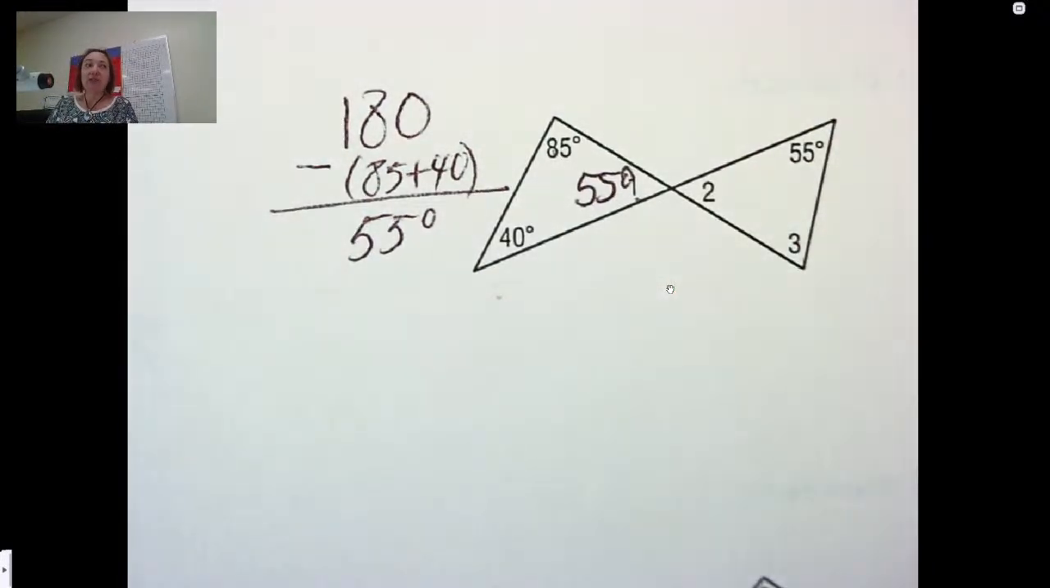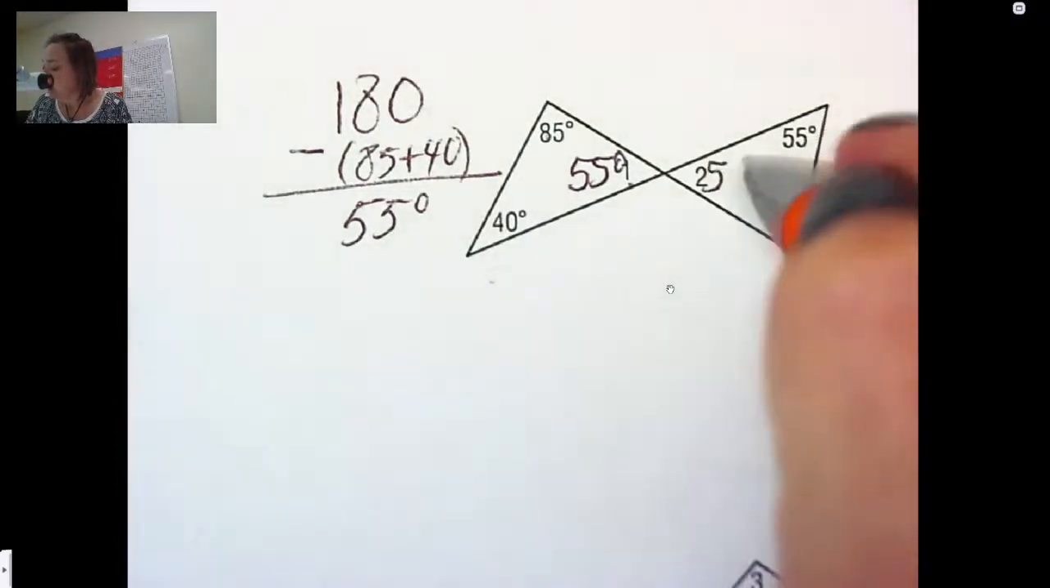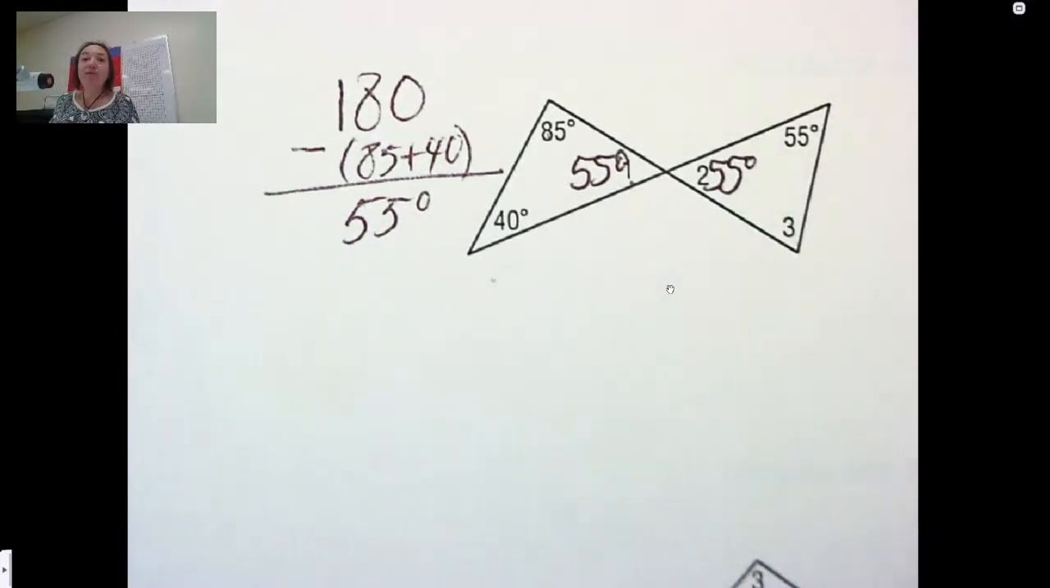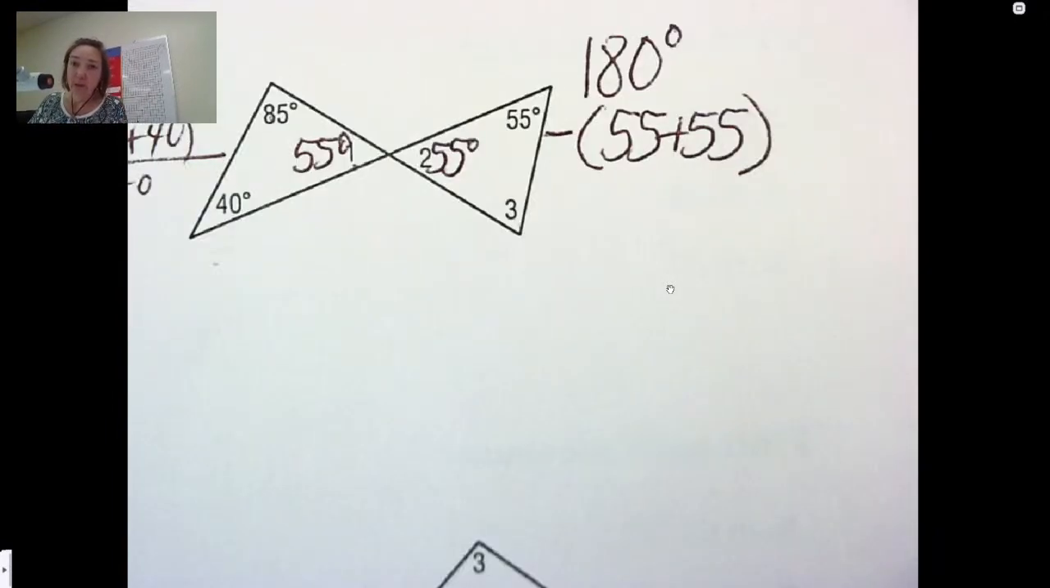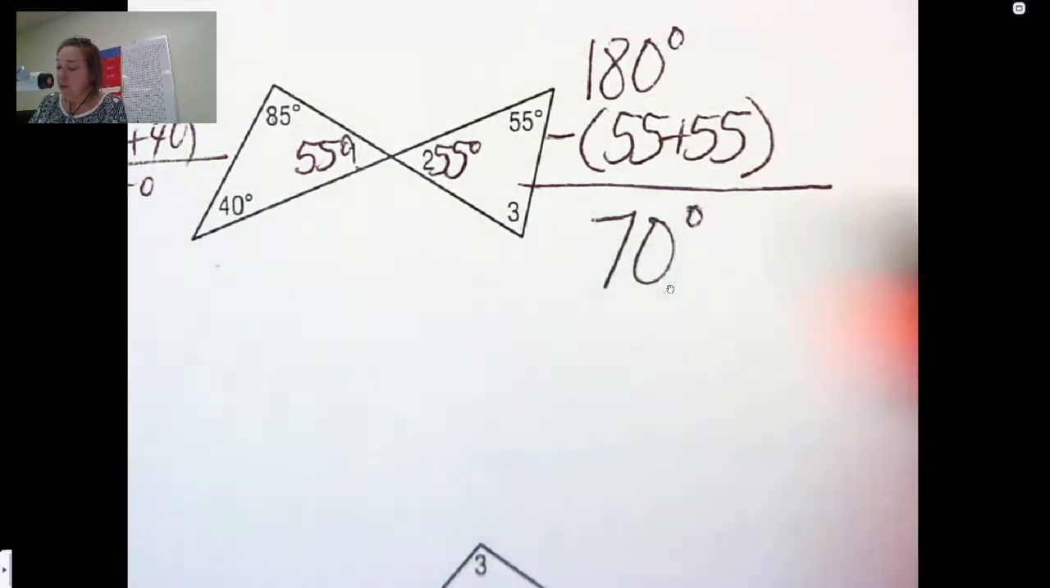Okay, what else do you know? Because that angle's 55. How do you know 2 is 55, Zaylee? They are vertical angles. So since they are vertical angles, we know they're congruent to each other. So since we know that 2 is 55, can we find 3 now? Yeah, so what would we do? We do 180 minus whatever 55 plus 55 is, which is 110, right? And then 180 minus 110 leaves us with 70.